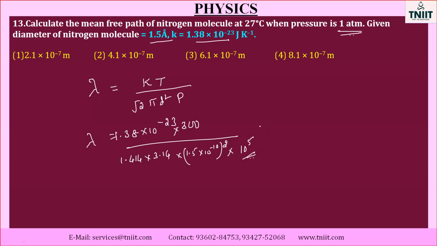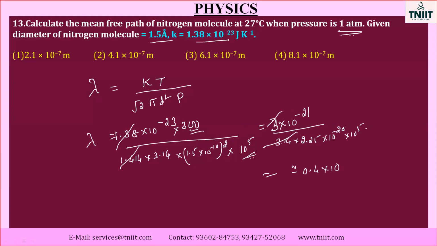Now, this can be solved like this. 1.38 and 1.4 are almost the same, so I'll cancel them with these two. This is 300. I'm going to write only 3 into 10 power minus 21. These two zeros I'm taking here. Denominator is 3.14. 1.5 squared is 2.25 into 10 power minus 20. Minus 20 plus 5 is minus 15. Almost these two will get canceled out. 3.14, so approximately 1 by 2.5. It is approximately close to 0.4 into 10 power minus 15.